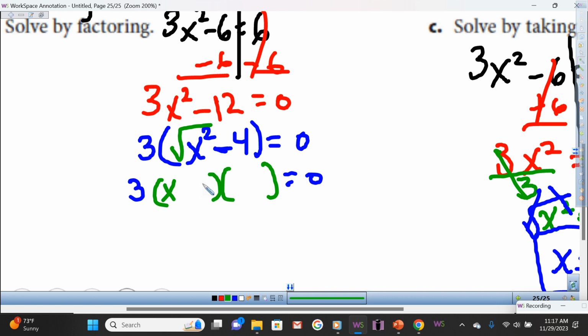Yes. Can I take the square root of 4? Yes. Positive 2 and negative 2. Tell your neighbor what to do next from there. What do we do next from there in order to continue?